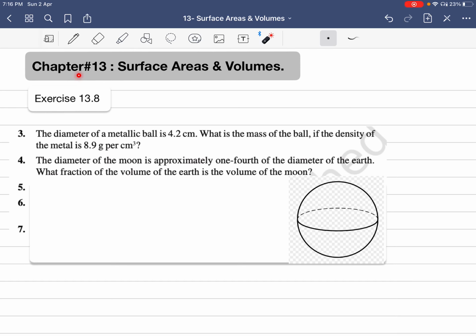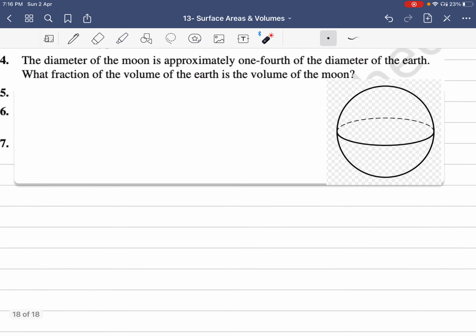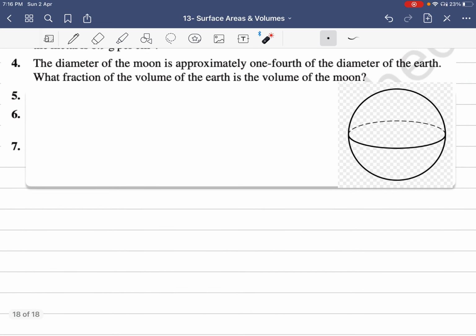So in this video, we're going to solve questions from chapter number 13, surface areas and volumes, and we are solving questions from exercise 13.8. Question number 3 is done, so we are going to focus on question number 4 now. Let's try to zoom in a bit. Yes. So let's read what question number 4 says.